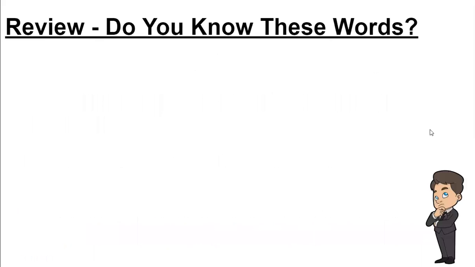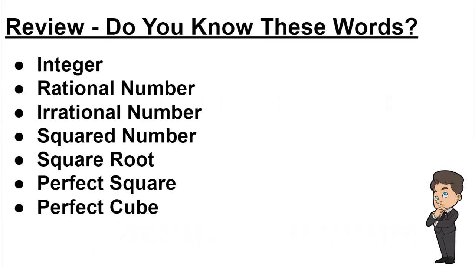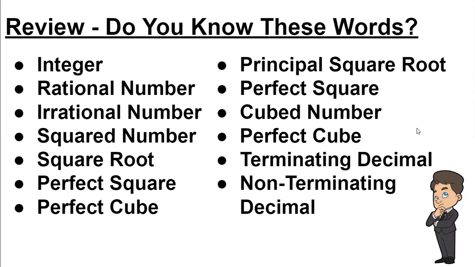First of all, see if you can remember these terms. Think to yourself, what was an integer? We learned that in the last lesson. What's a rational number? What's an irrational number? What's a squared number? What's a square root? What's a perfect square? What's a perfect cube? Be thinking about this. If you can't remember, you need review. Go back and watch lesson 1.1a or lesson 1.1b so that you're clear on what these terms mean.